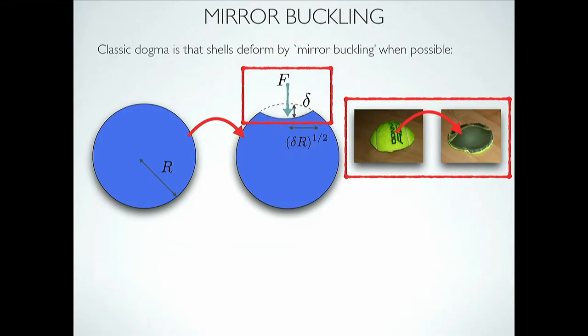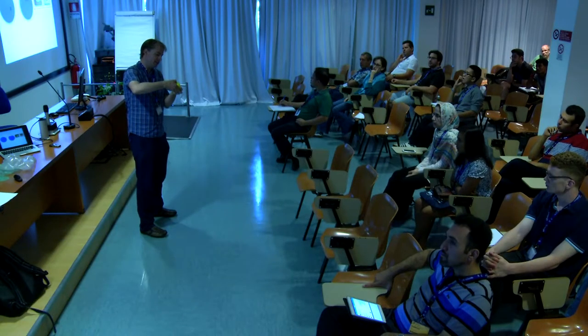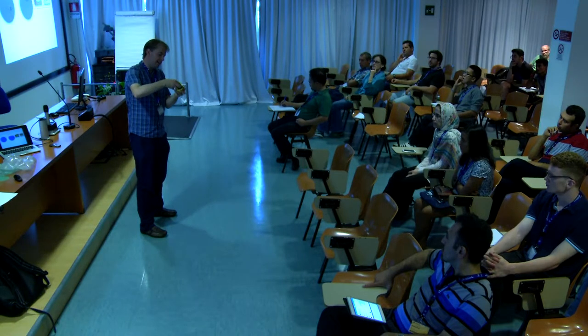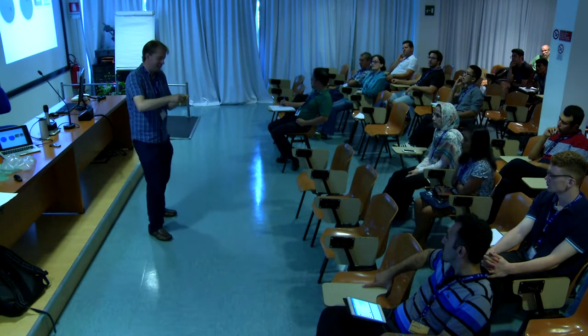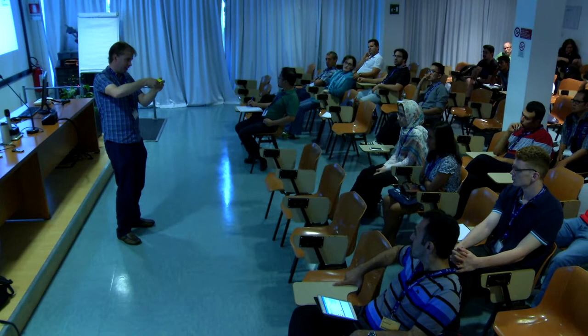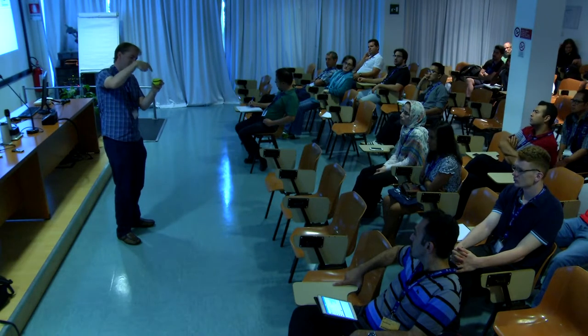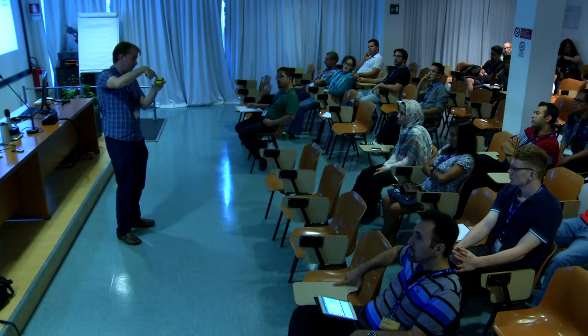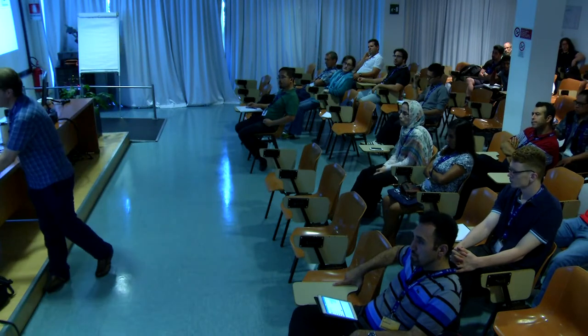So we started off doing this, and the basic idea is that when you push a shell like this, there's this deformation that I told you about that's isometric, called mirror buckling. What you read in the textbooks is that if you take a sphere and you push on it, then at some point it is able to deform as if I turned a bit of it inside out and then glued it back on. So if I poke this, it accommodates it by turning a bit of it inside out and being glued back on. Okay? And that's mirror buckling.